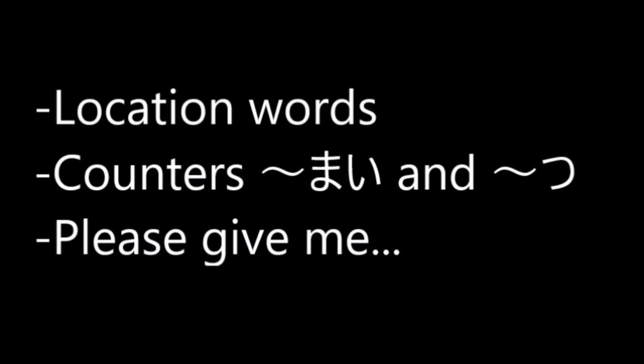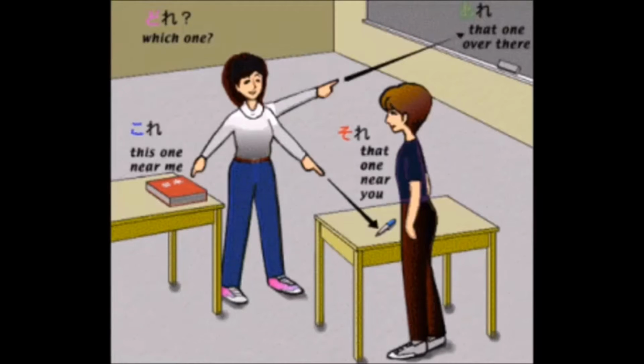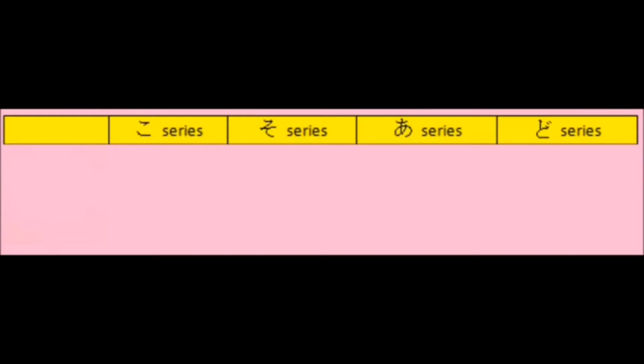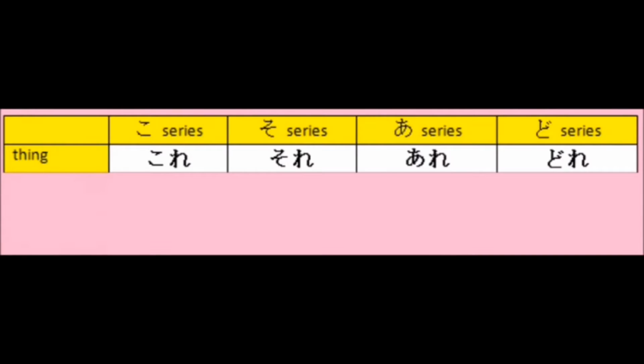In this video, we will practice saying location words, the counters mai and tsu, and please give me. Do you remember the words kore, sore, and are? They belong to a series of words called ko, so, a, do. They all begin with ko, so, a, or do. Do is the question word.